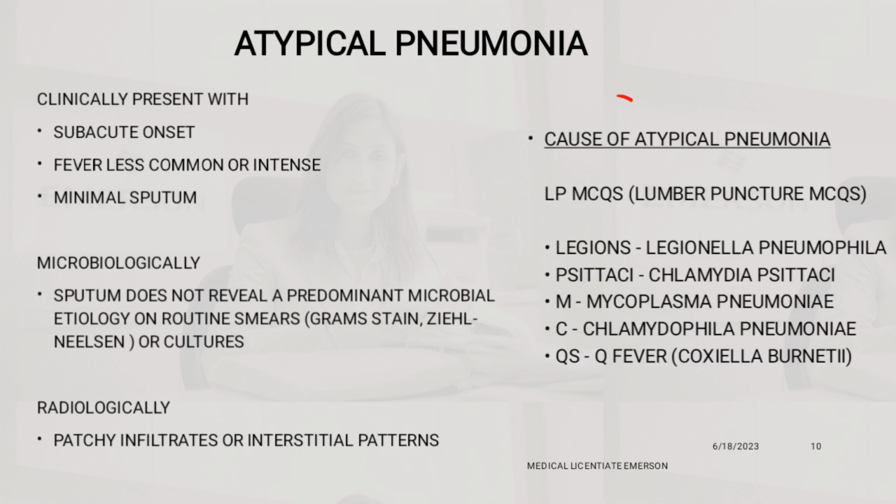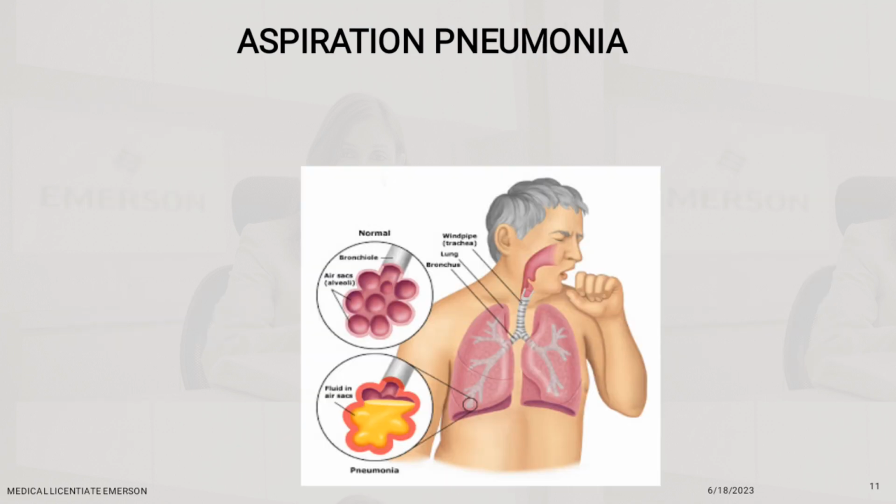Then in terms of causes of atypical pneumonia, the mnemonic you can use to remember the causes is LP MCQ. That's just to help you. L is for Legionella pneumophila. P is for psittaci, which is Chlamydophila psittaci. Then M is for Mycoplasma pneumoniae. Then C is for Chlamydophila pneumoniae. Then Q is for Q fever, specifically Coxiella burnetii. Those are some of the causes of atypical pneumonia.